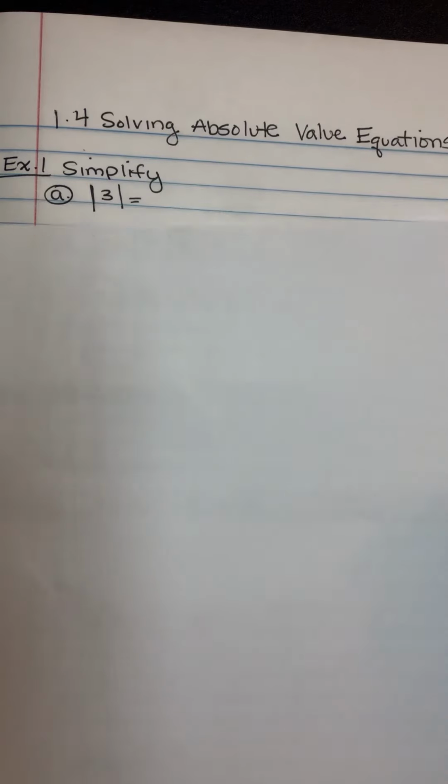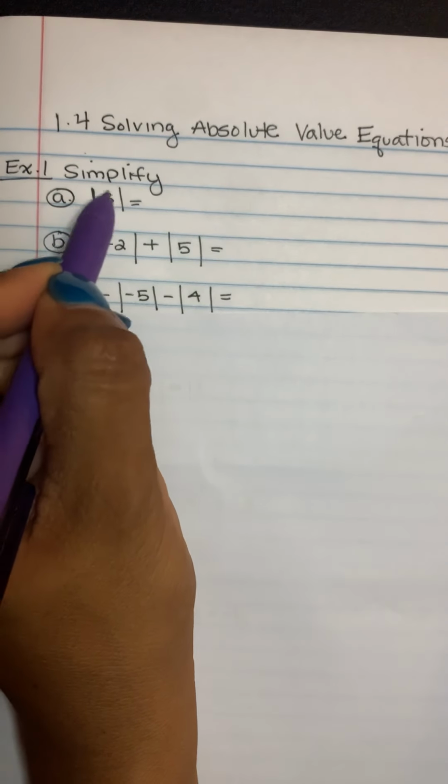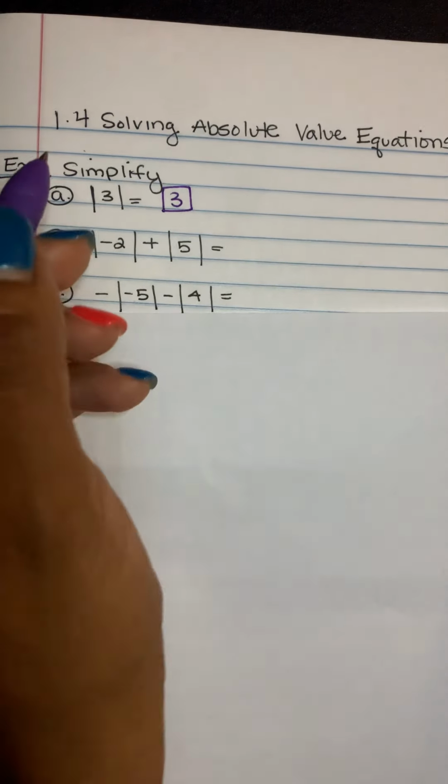All right, so let's go ahead and get started. Example 1 is going to ask you to simplify. So remember, no matter what, if it's positive or negative on the inside of the absolute value signs, when it comes out, it's always going to be positive. So the absolute value of 3 is 3.